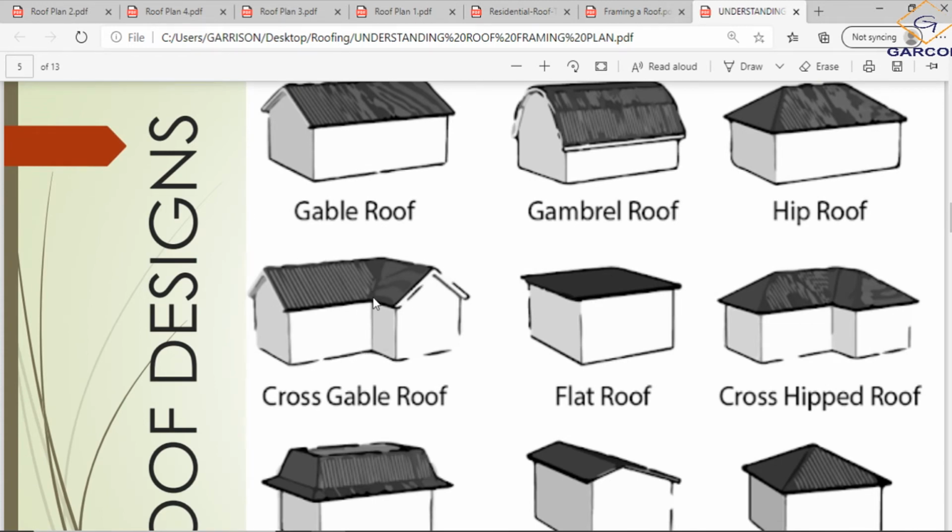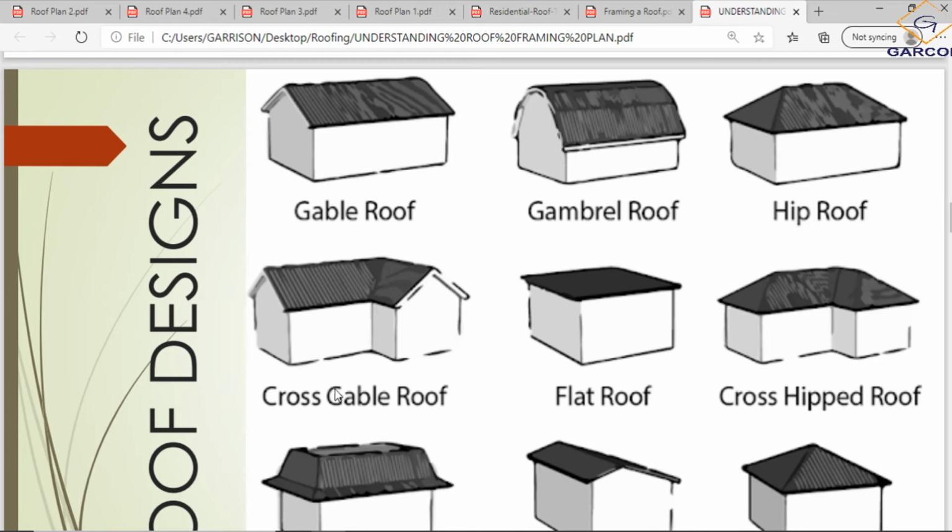Cross gable, meaning the corner bends round to have a valley. I call this a gable with valley, or cross gable roof. So you don't really have one fixed name for it, as long as you understand that this is a gable end, a gable roof, and a valley. You call it gable and valley, or some people say cross gable roof. Cross hip: this is a hip and a valley, but they say cross hip.